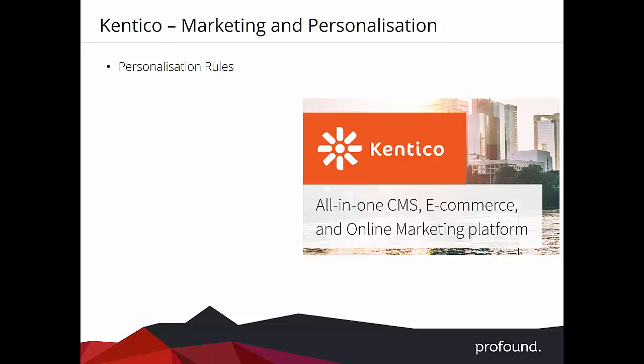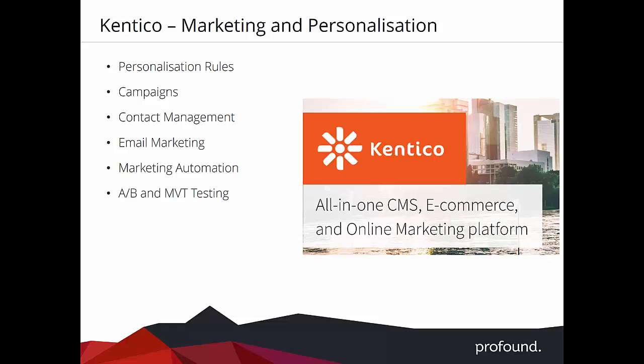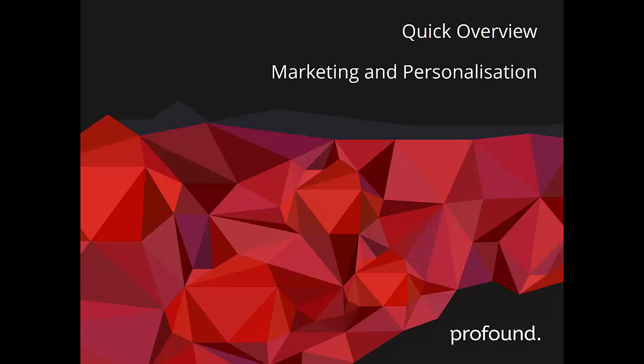So built into Kentico there are personalization rules. You can run campaigns, manage all of your contacts, carry out email marketing. There's marketing automation workflow facilities. You can carry out your A/B and multivariate testing, create and manage personas, do conversion scoring, and even integrate it to existing systems such as your CRM system. So let's go ahead and take a look at the marketing and personalization features now.